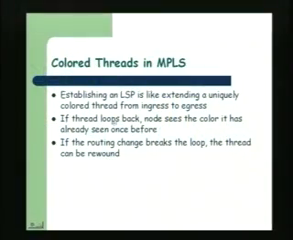So, if the thread loops back, the node sees the color it has already seen once before, and if a routing change breaks the loop, then this thread can be rewound, what is called rewinding the thread. This way, if loops have been formed, their effects can be mitigated. So, these are loop detection and mitigation techniques.